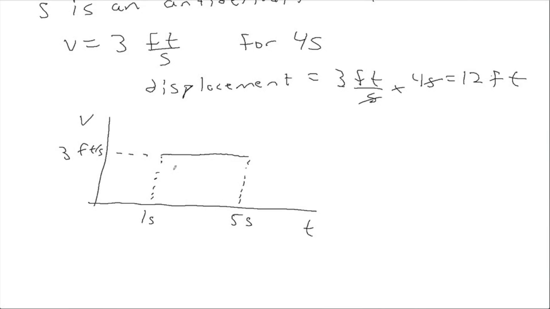Yeah. So what's the area here? 12 feet squared. Well, what are the two numbers that you multiplied times each other? 4 and 3. What were the units on the 4? Well, it's 5 seconds minus 1 second, so the units are 4 seconds. And what are the units on the height? Feet per second. So what units do you end up with? Just feet, not feet squared.